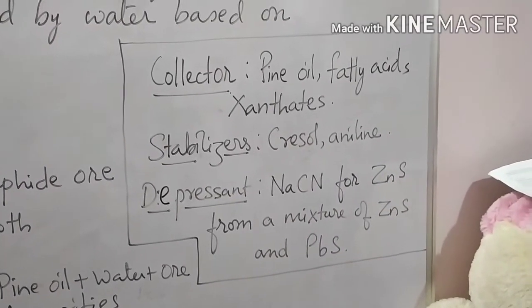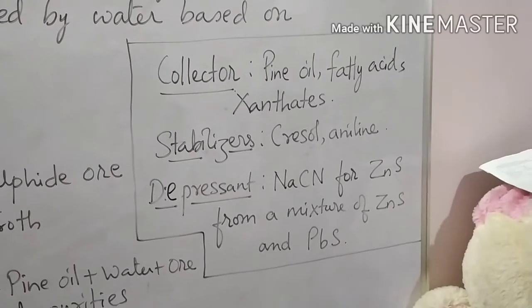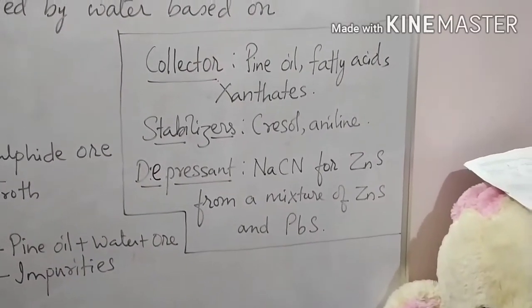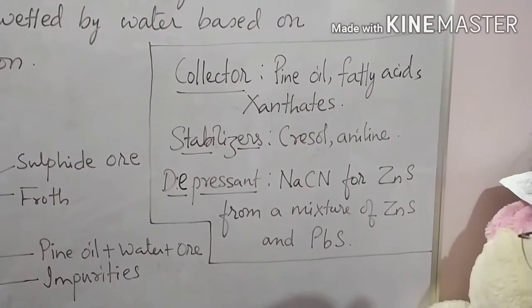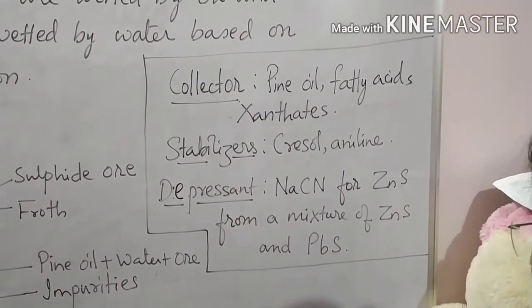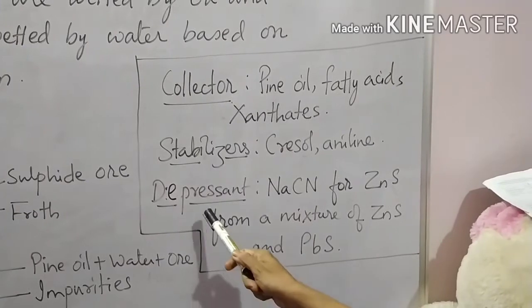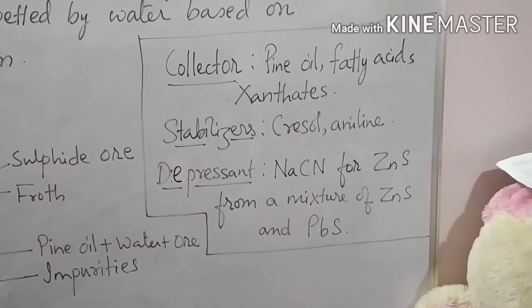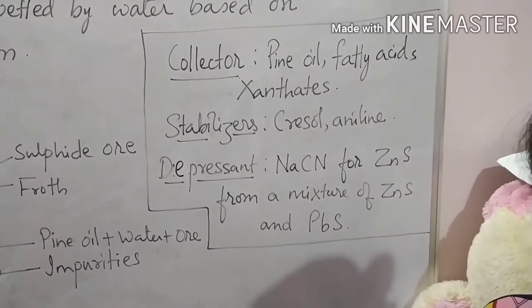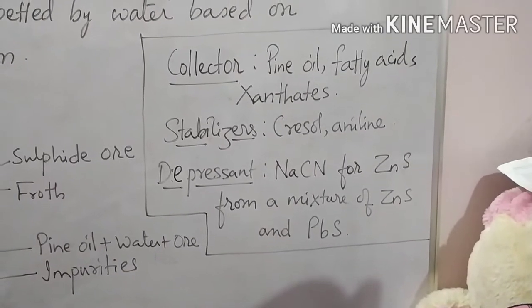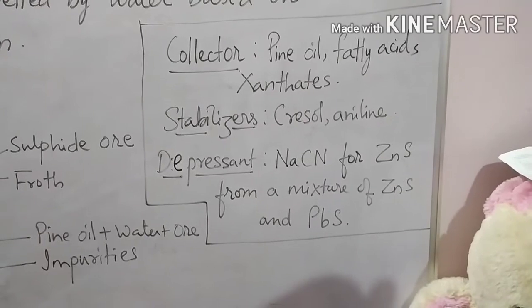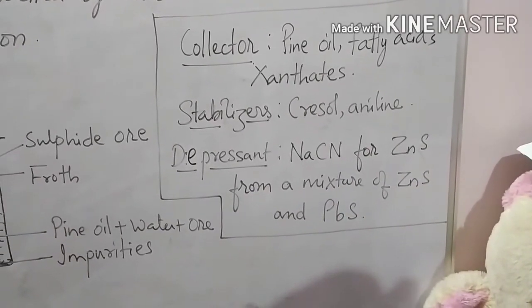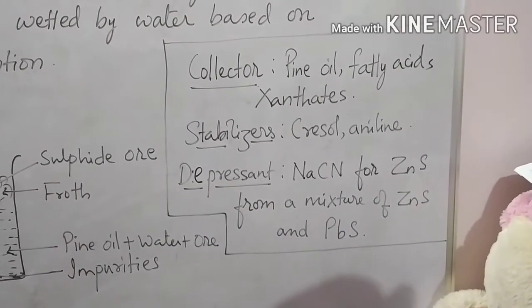Suppose the ore is a sulfide and the impurity is also a sulfide, then the collector cannot decide which is to be adsorbed. During that time a third chemical is added, which we call a depressant. Depressants are chemical substances which can select one sulfide from a mixture of sulfides. It selects a particular type of sulfide from the mixture.